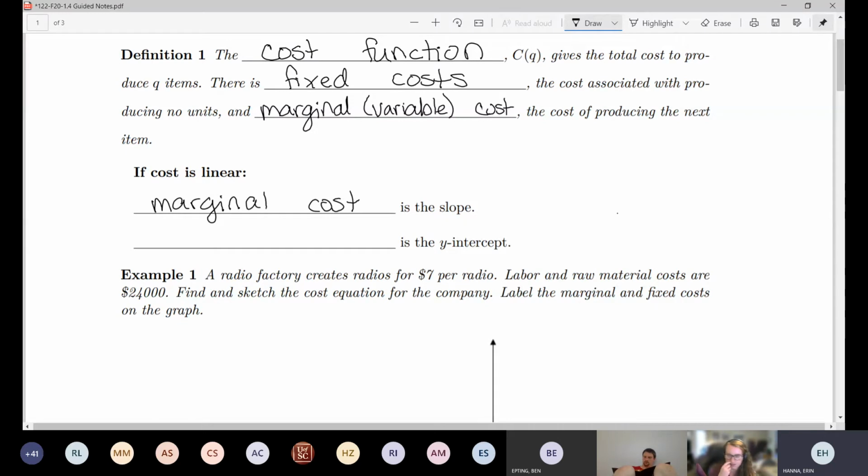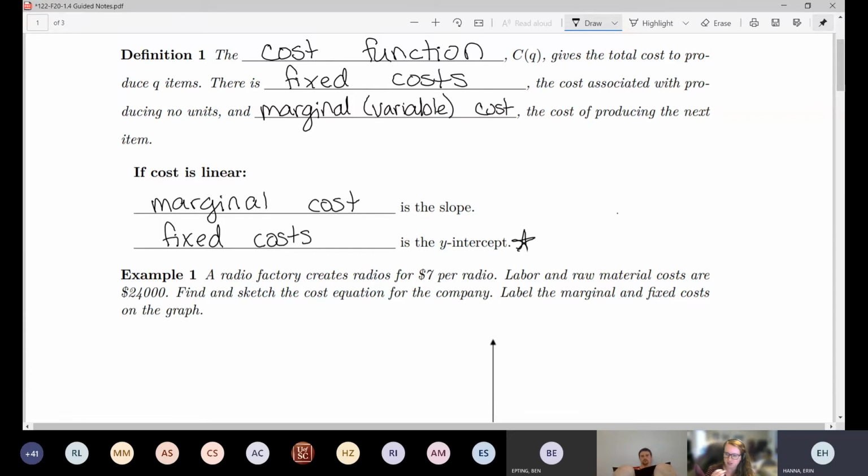The marginal cost is just the slope. And then the fixed cost is the y-intercept. Okay, so when it's linear, those kind of just fall out.